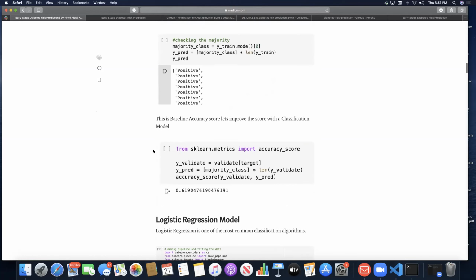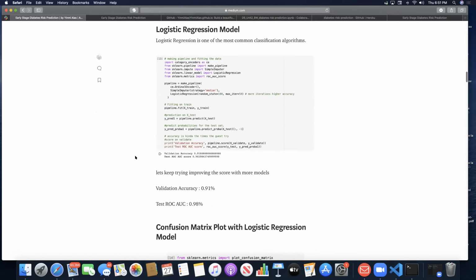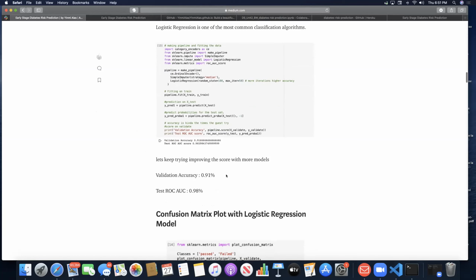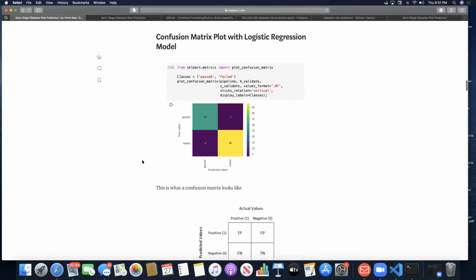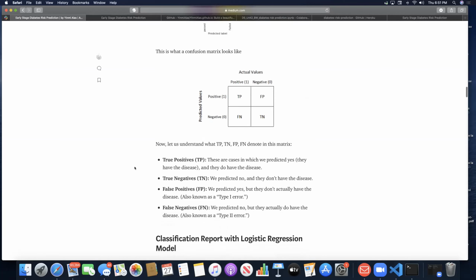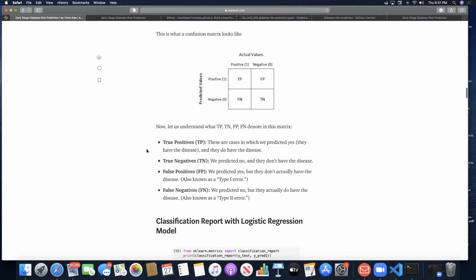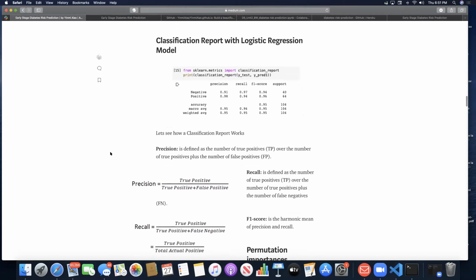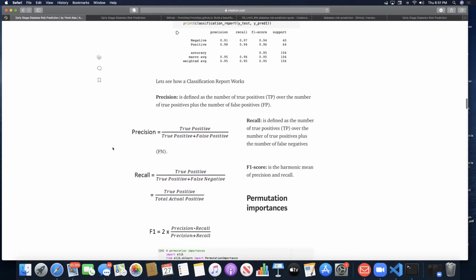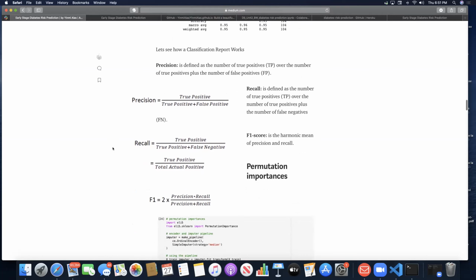So here's my baseline, 61%. Let's see if I've improved with these models. This is my validation accuracy and my test AUC for logistic regression. This is my confusion matrix plot. This is how a confusion matrix looks, and what TP, FP, and FN mean. Also, I got a classification report for logistic regression, and this is how a classification report works.